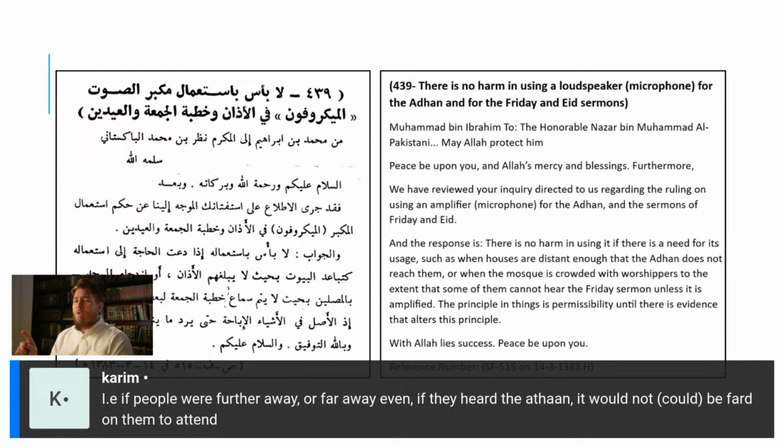Okay. If people were further away or far away even, if they hear the adhan, it would not or could be fard on them to attend. Yes, this is exactly correct. So the idea here is that if I don't hear the adhan, then I'm not obligated to come to the Salat al-Jama'ah. Or would not. Yes, I see the correction. So it would not or would be fard on them to attend. So if I hear the adhan, not only do I have to attend the prayer, but I should be attending the prayer in the masjid that I hear the adhan from. This is the first assumption. So if that's the consideration, imagine, I was just talking to my students last night.